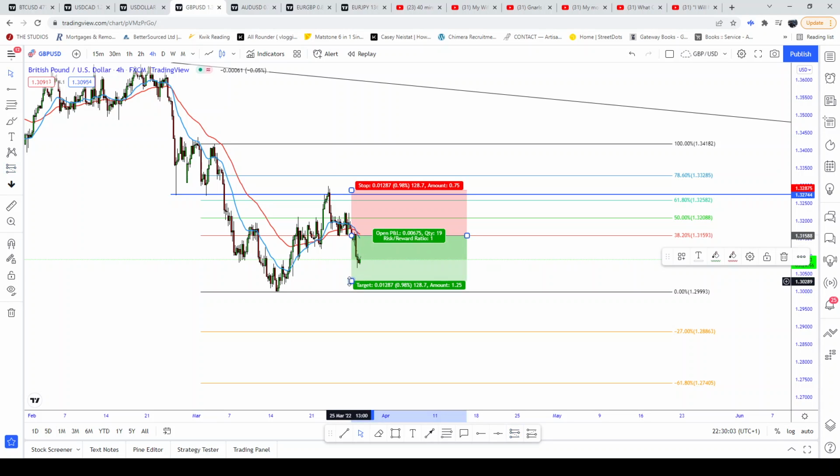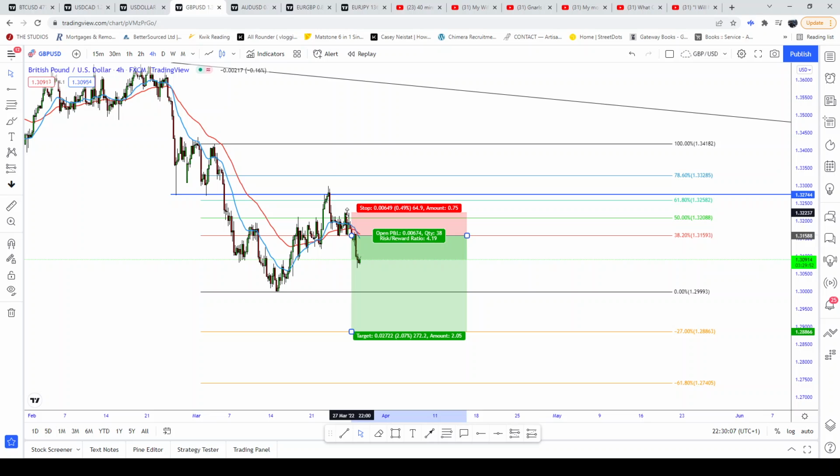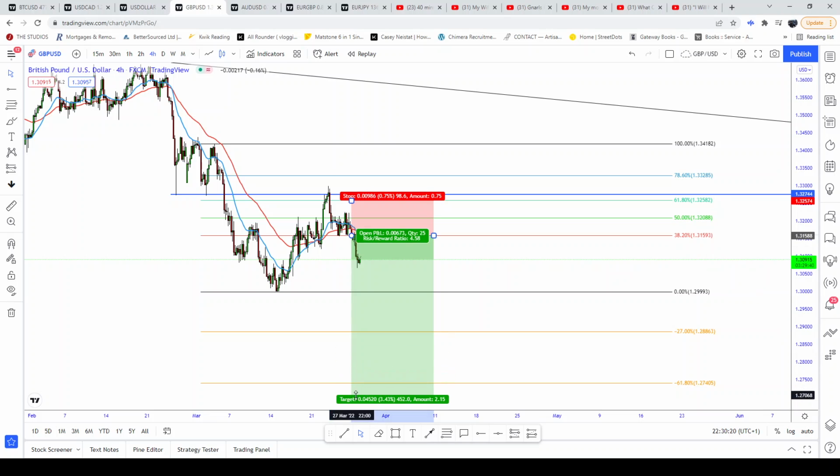Let me just show you what I've currently got. So that is my risk reward, and yeah, if I just drag it a bit further down, the greater the risk, the greater the reward.